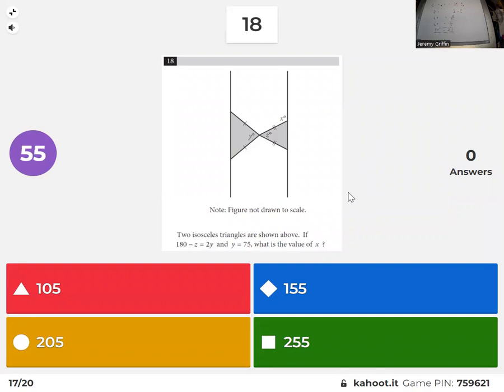I'm going to walk you guys through this one because this will be the last time we have time for today. I like this one too. If 180 minus z is equal to 2y and y is equal to 75, what is the value of x?